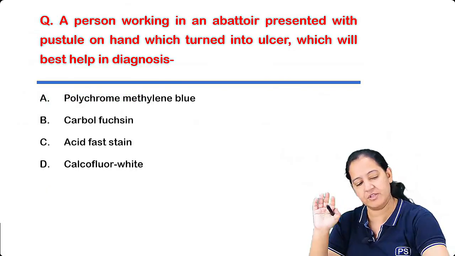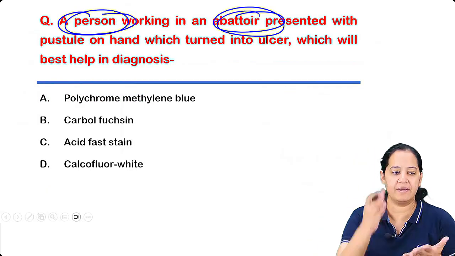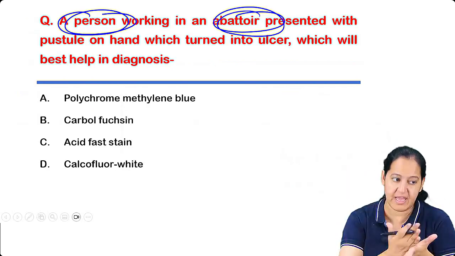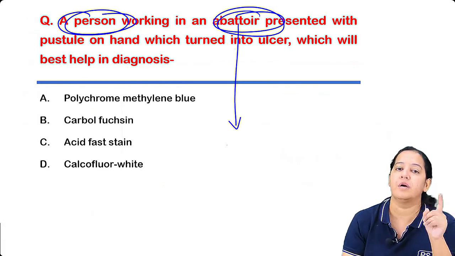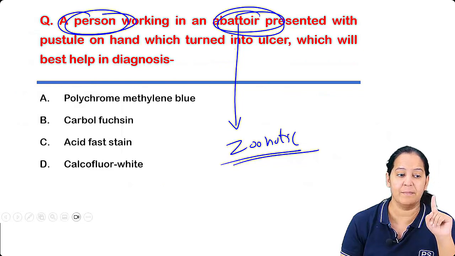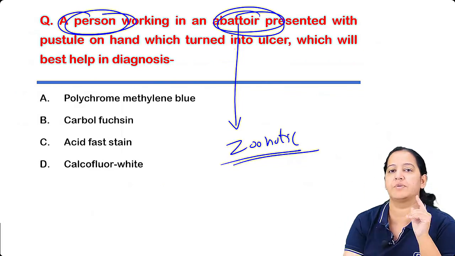Next question in front of you. There is a person working in an abattoir. What is abattoir? Butcher. Abattoir means a place where the animals are cut. So there is a person working in an abattoir. Abattoir is the biggest clue. They are talking about some zoonotic disease. If someone in an abattoir gets a disease, they are talking about a zoonotic disease.